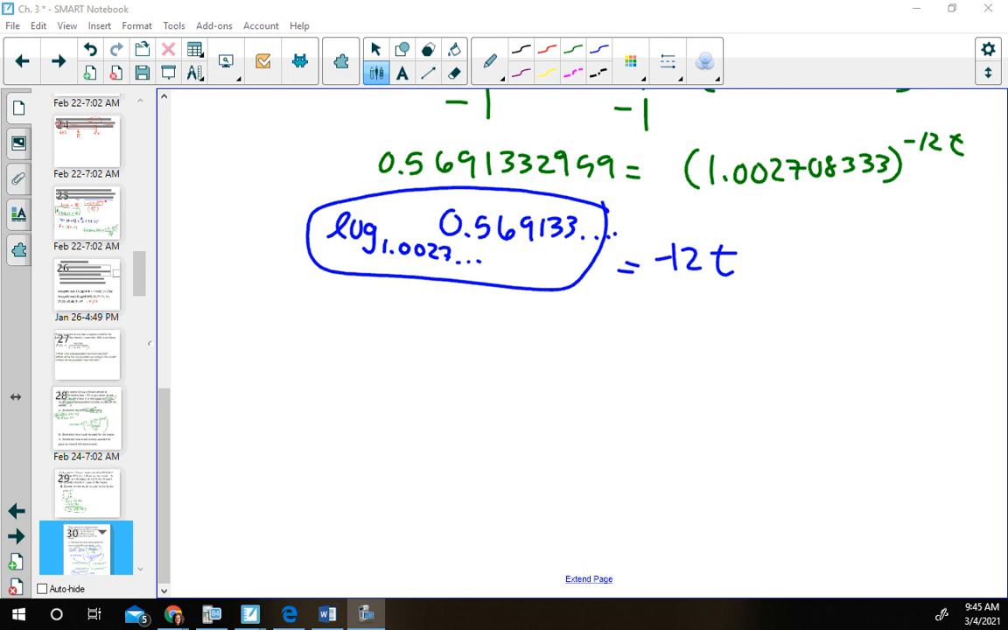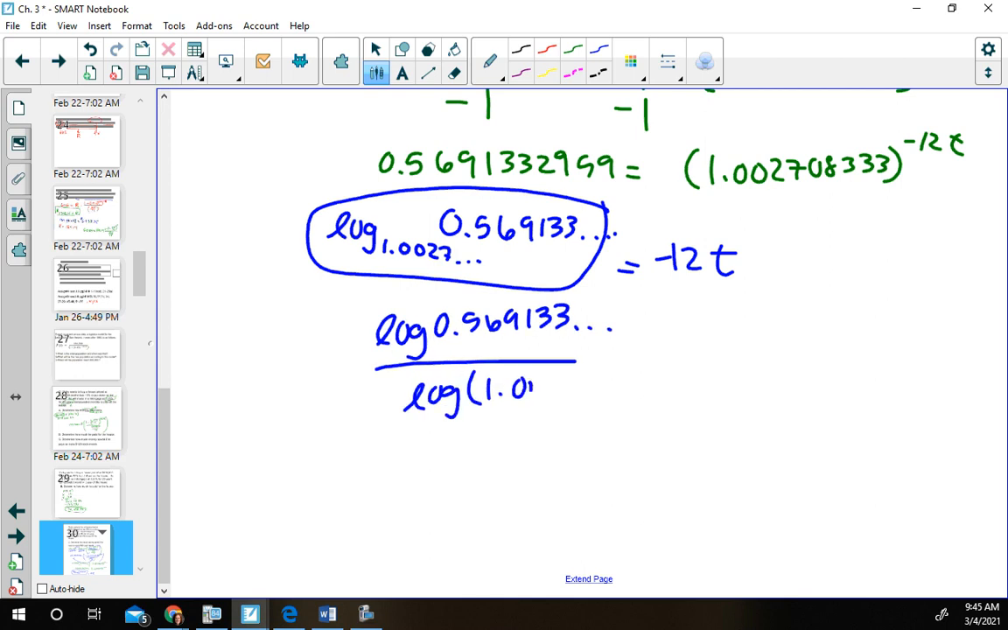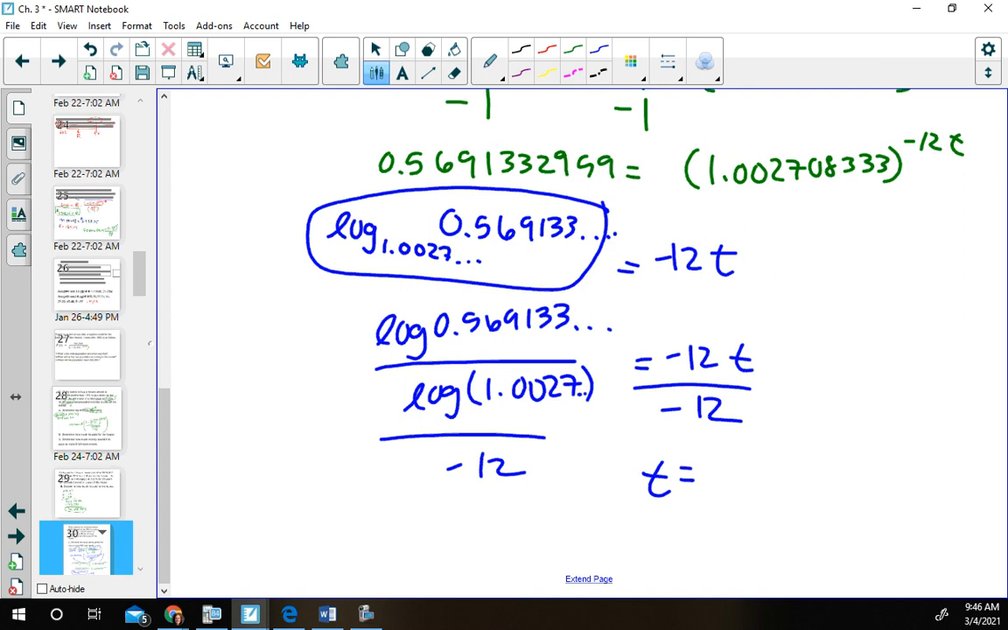Otherwise, you have to do change of base. So you would do log of 0.569133 divided by log of the base. Remember, base on the bottom. Okay, and then whatever that answer is, once you find the decimal, you still have to divide by negative 12. So that's what I'm going to do right now. And I get 17.3634, 17.34 years to pay it off.